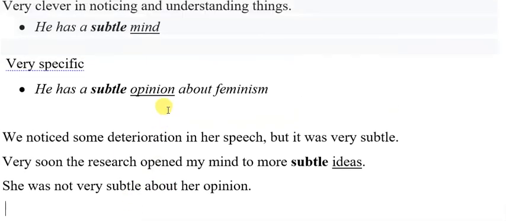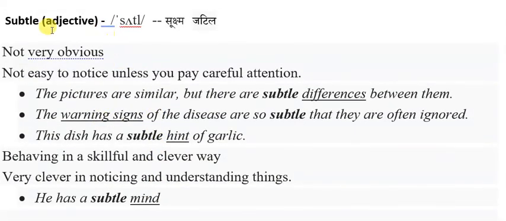So this is about this word, and note down that this is an adjective, this word is not a noun and not a verb, this is an adjective. Okay, and most of the time we use that word for these two meanings, that is complex, and second is sukshma, that means very small.